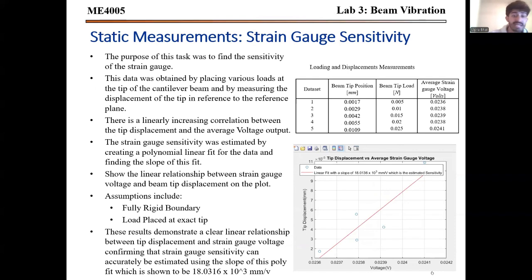Static measurements, static strain gauge sensitivity. The purpose of this task was to find the sensitivity of the strain gauge. The data was obtained by placing various loads on the tip of the cantilever beam and measuring the displacement of the tip in reference to the reference plane.